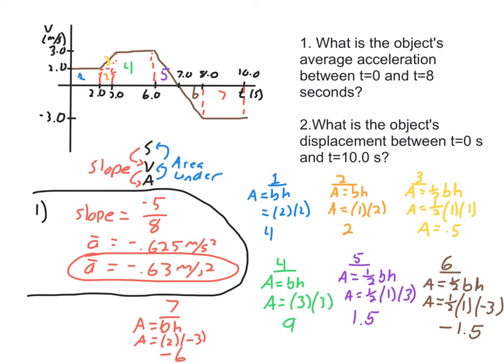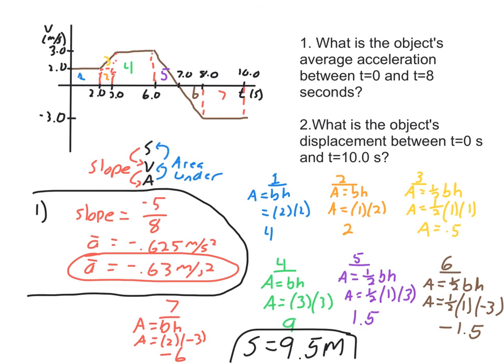So as you can see, I went ahead and I got the areas for each part, 1 through 7. I labeled those, color-coded for us too. Once I get the areas of each individual piece after breaking it up, to find the total displacement of all of those, 0 through 10 seconds, I just simply add them. So I end up with a displacement of 9.5 meters after adding them all up.